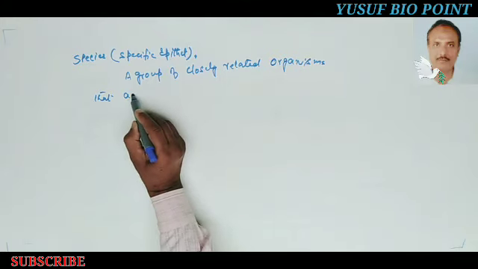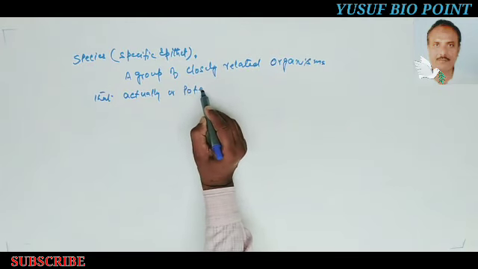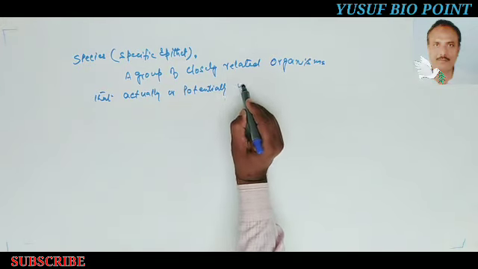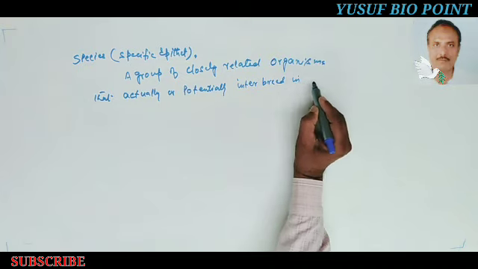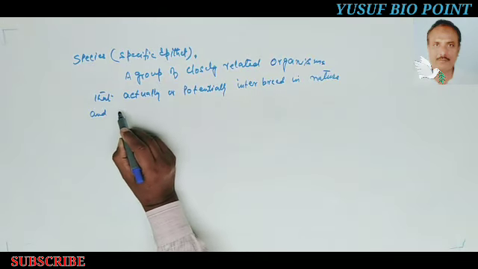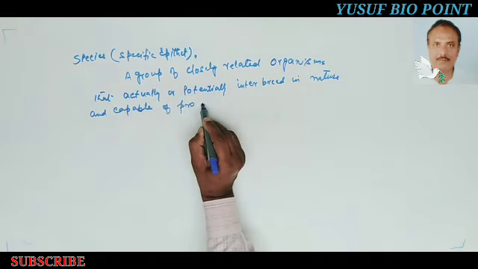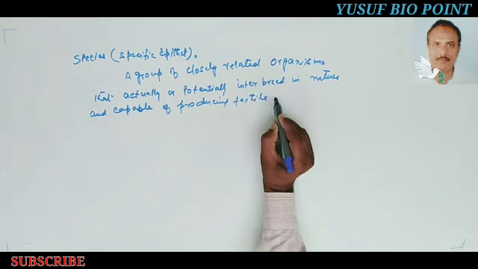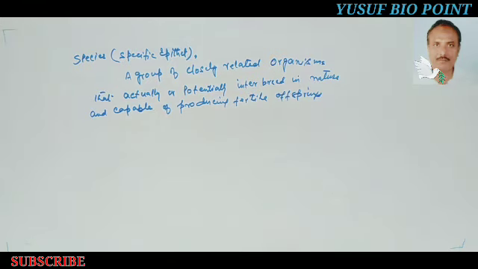A group of closely related organisms that actually or potentially interbreed in nature and are capable of producing fertile offsprings. Means they are able to produce fertile offsprings.